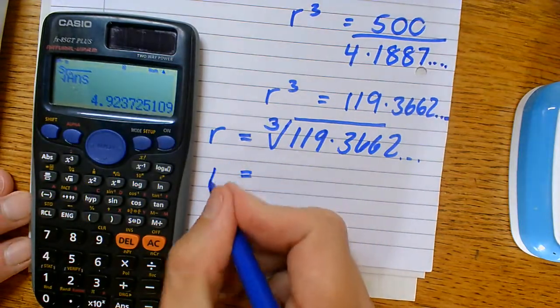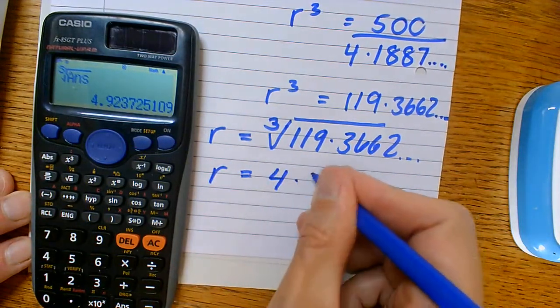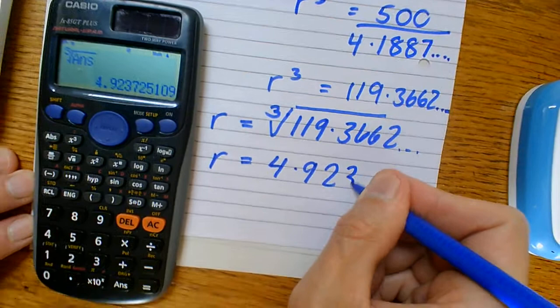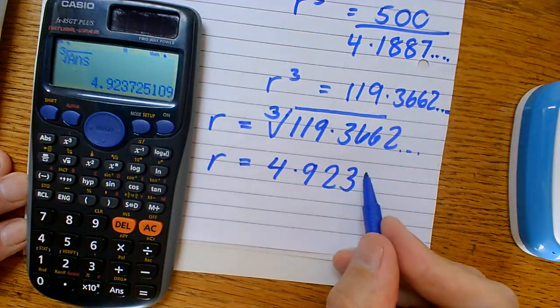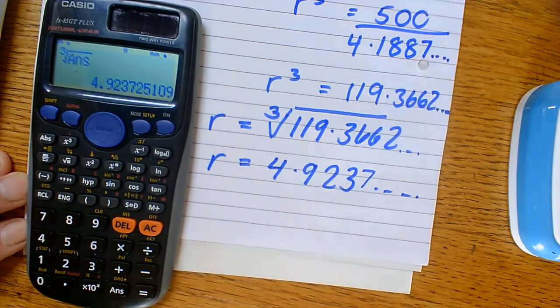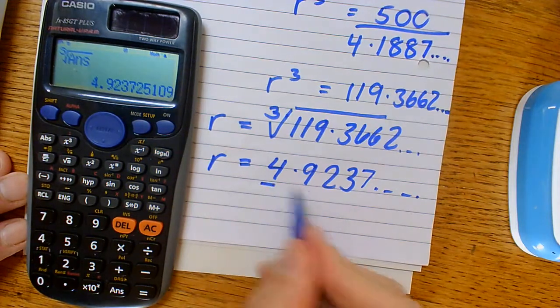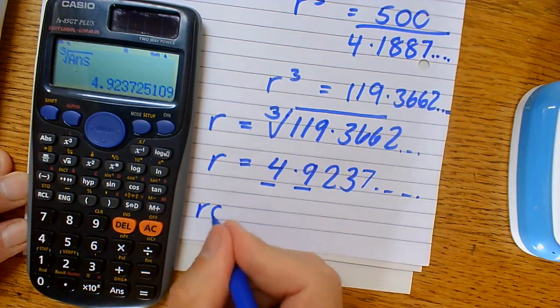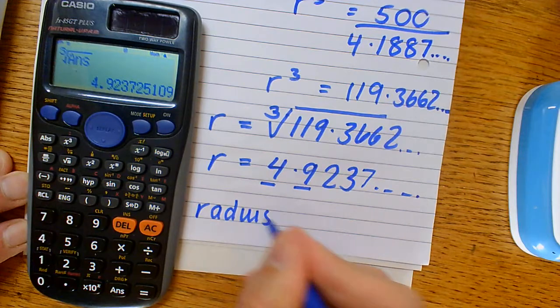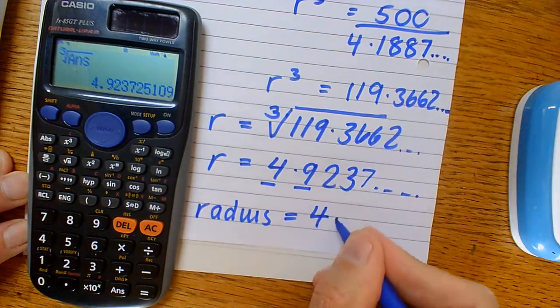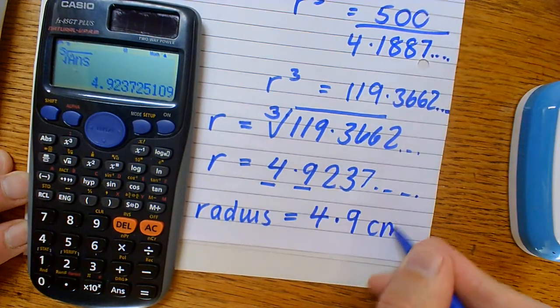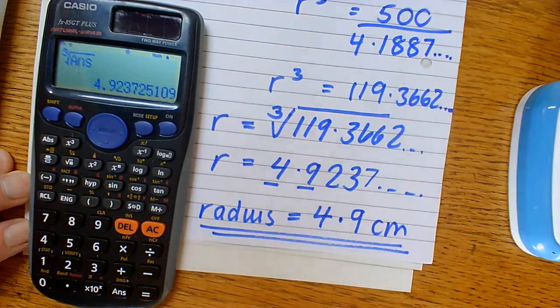So r is 4.9237 and so on. Glancing over at the question, we only want it to 2 significant figures, so the radius of a sphere with a volume of 500 to 2 significant figures would be 4.9 centimetres. There we are, we're done in that one.